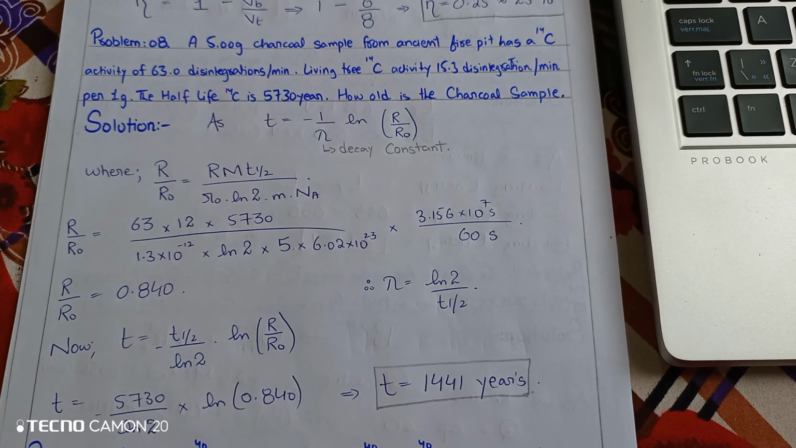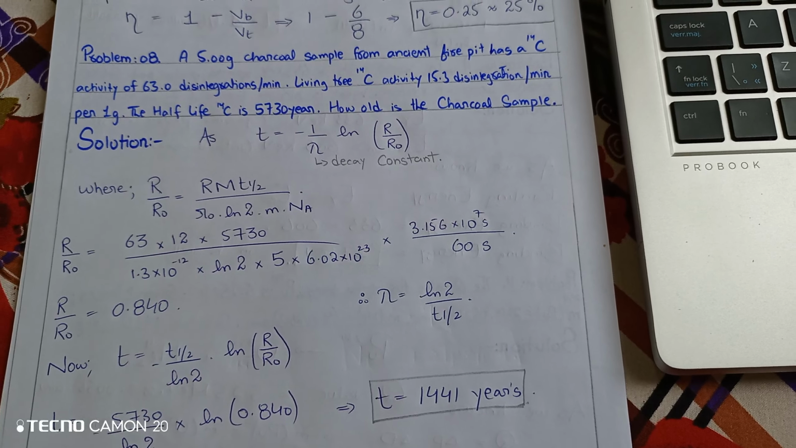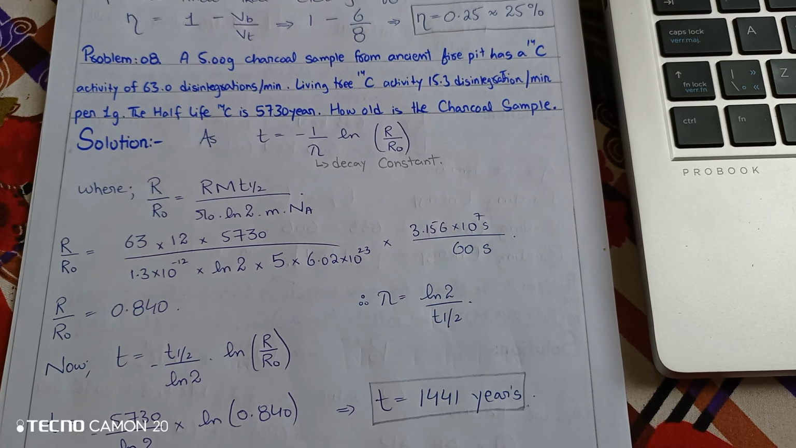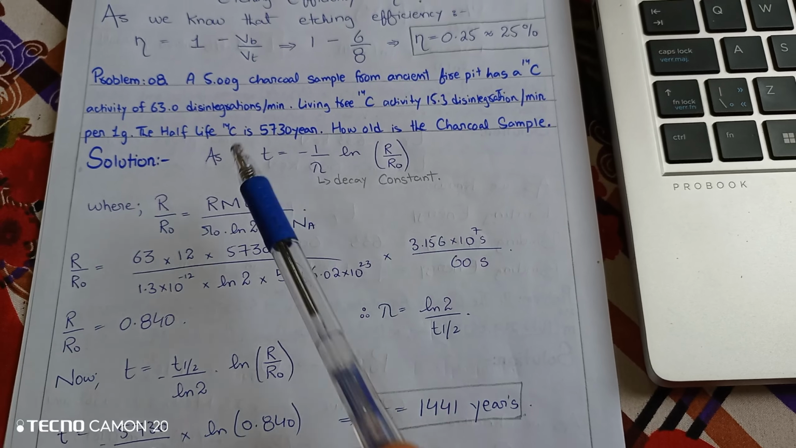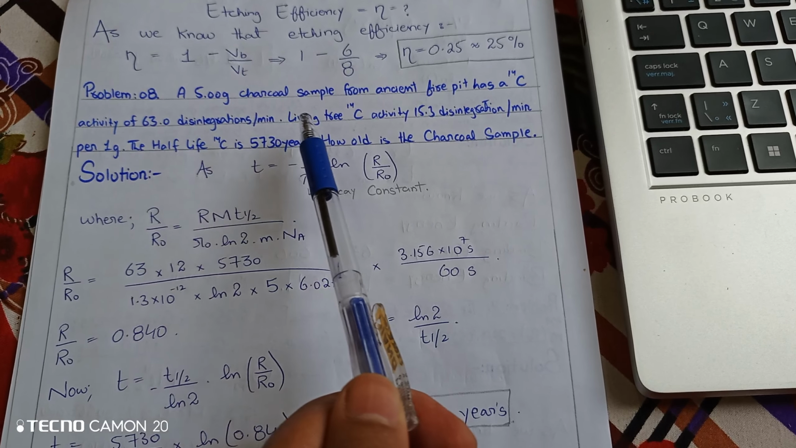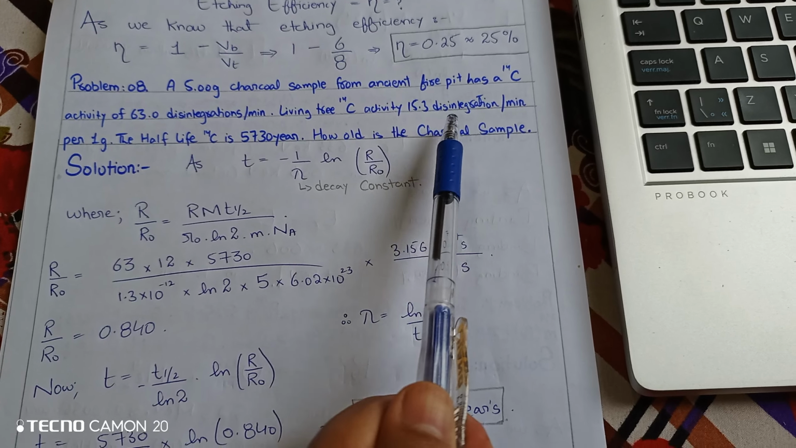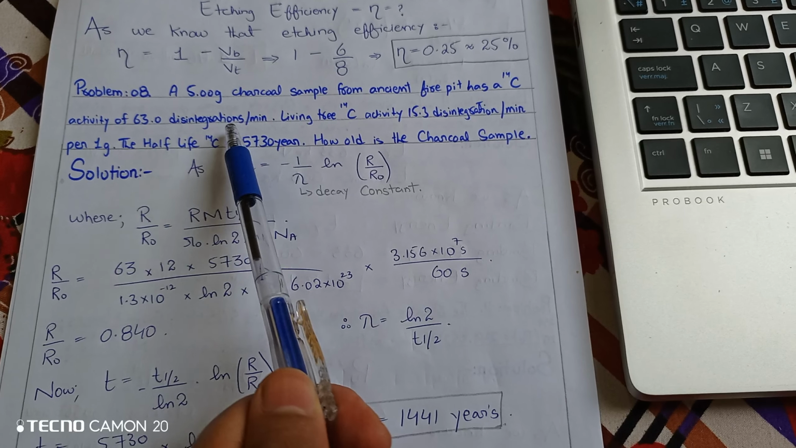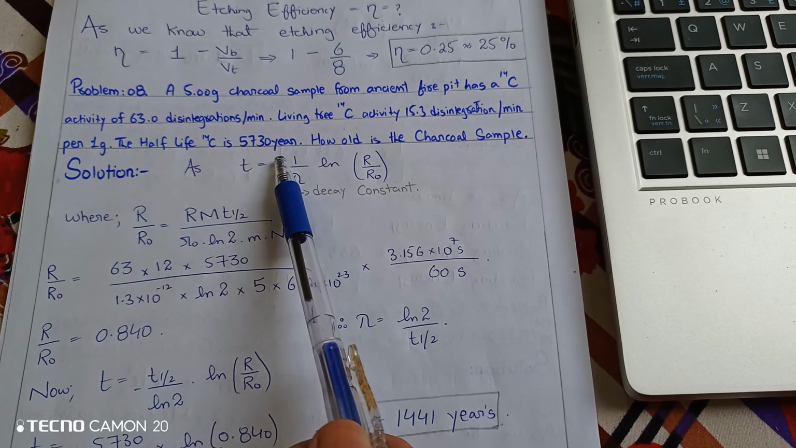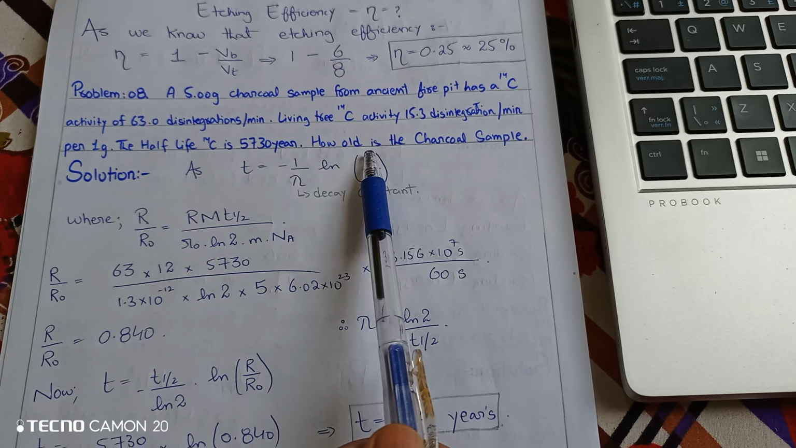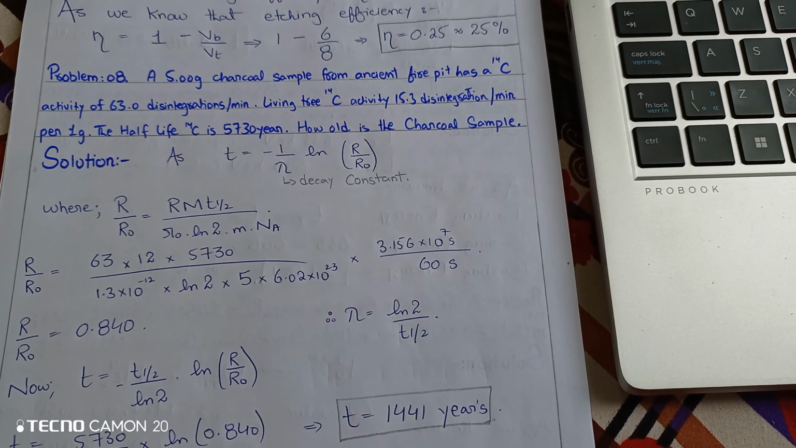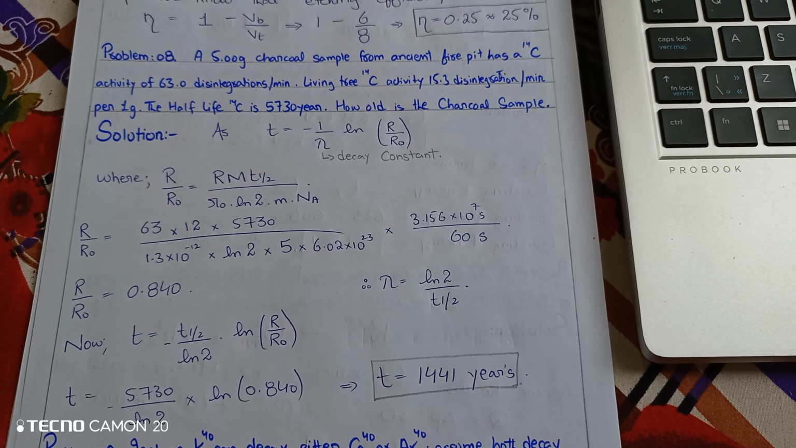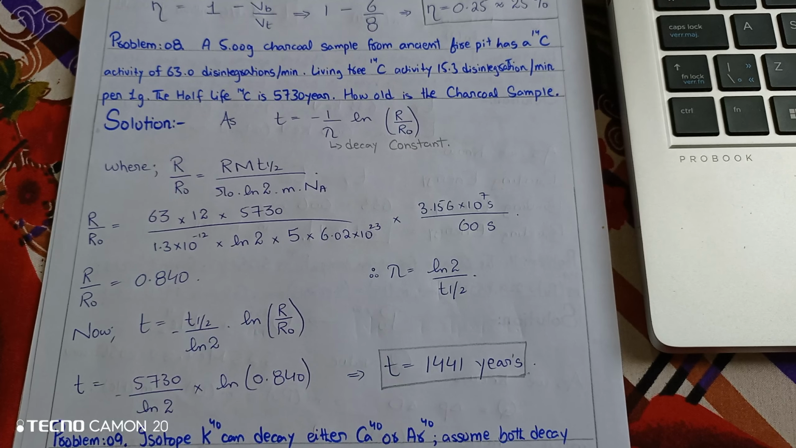Our eighth problem is: a 5 grams charcoal sample from an ancient fire pit has a carbon-14 activity of 63 disintegrations per minute. Understood? And a living tree has a carbon-14 activity of 15 disintegrations per minute per 1 kg. And the half-life of carbon-14 is mentioned, 5730 years. What you have to calculate? How old is the charcoal sample? You have to calculate the age of the charcoal, meaning how much time has passed. It means you have to find the time in years.